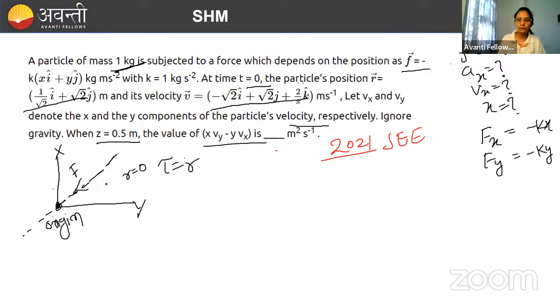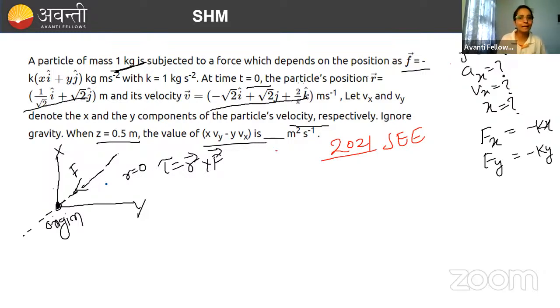Zero. Torque kya hota hai? Torque used to be R cross F. And since F is passing through O, the R value is zero. There is no perpendicular distance between the line of action of force and the point. Both are lying in the same line. So torque is going to be zero. So let's conserve angular momentum.